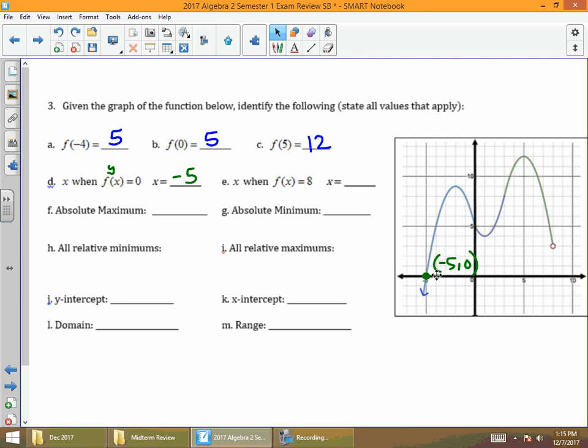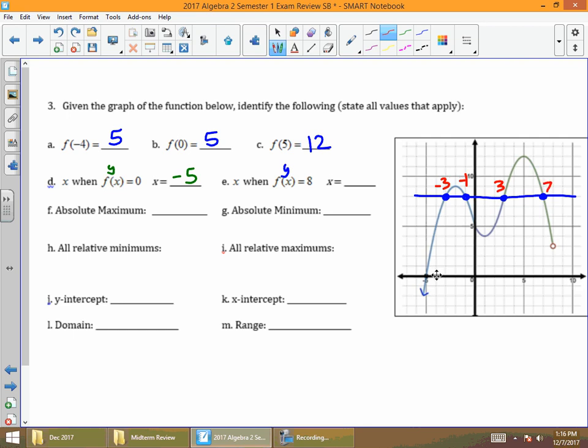E is a similar question, except instead of asking when y would be 0, it's asking when y would be 8. So I think the easiest way to do this one is to go up to 8, so 5, 6, 7, 8 on your y-axis and draw in a horizontal line. And then wherever that horizontal line hits, all of those x values would be your answer. So if you take a look, let's see here, -7, -3, -1, 3, and 7. So we can just list those out.